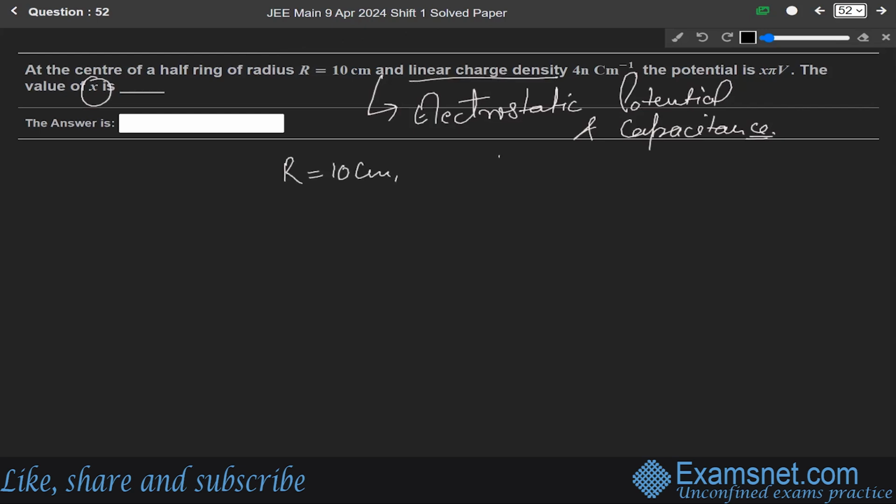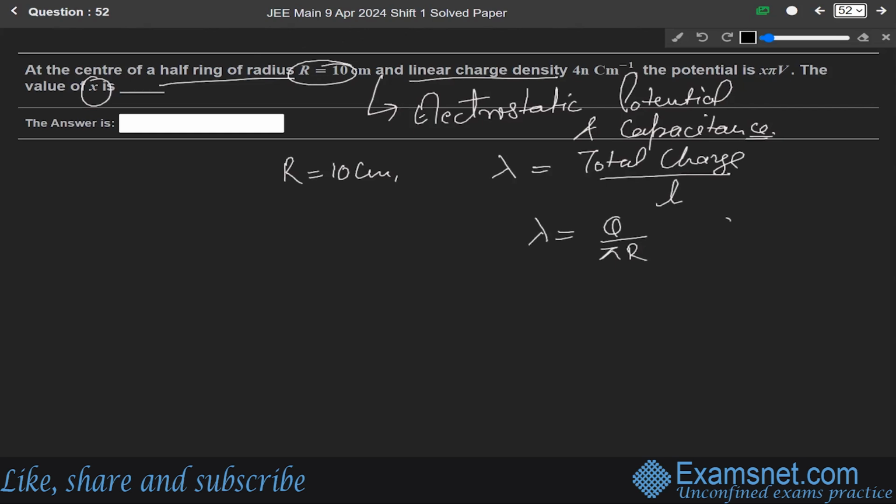Linear charge density means lambda. Linear charge density is equal to total charge over its length. Let us say L is the length. So we can write lambda equals to total charge Q over L, and it is a half ring and the radius of it is given as R. So in place of L, we can write pi R. So from here we can write charge Q equals to lambda pi R.